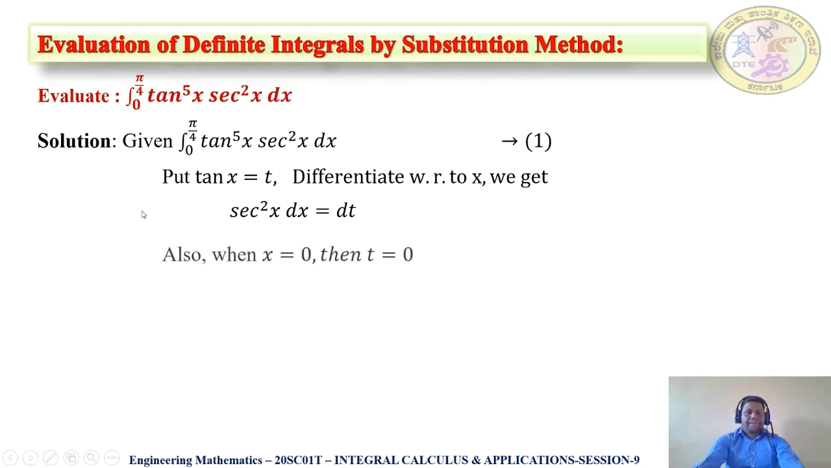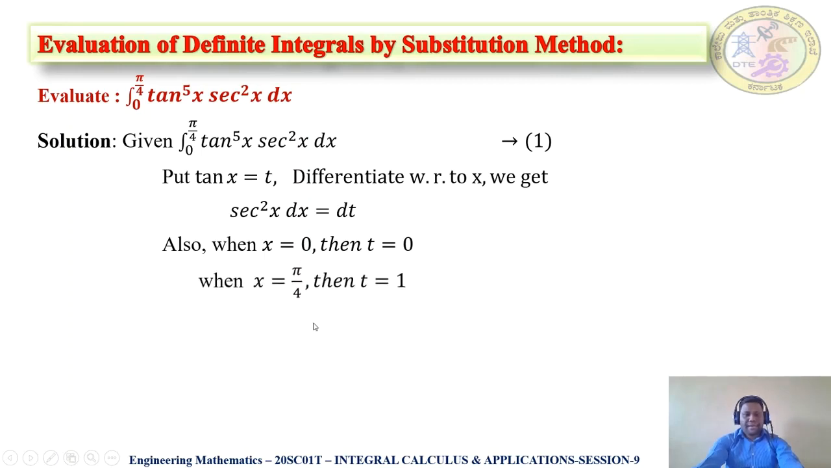Now, also we have to change the limits. When x equal to 0, t is equal to tan 0, which is 0. When x equal to pi by 4, t is equal to tan pi by 4, that is tan 45 degree, that value is 1. Therefore, when x equal to pi by 4, t is equal to 1.